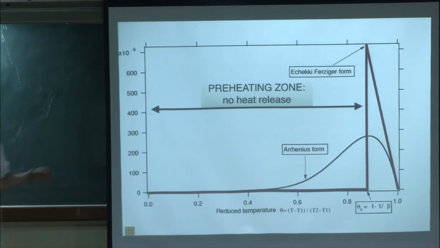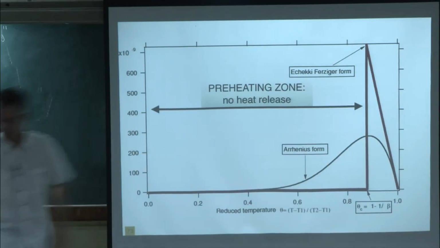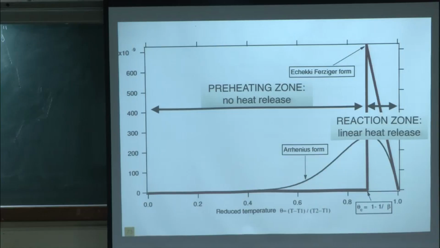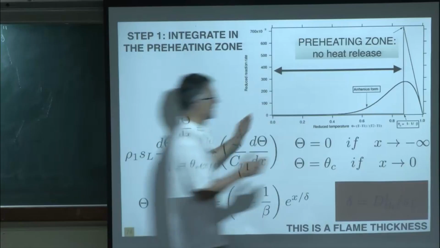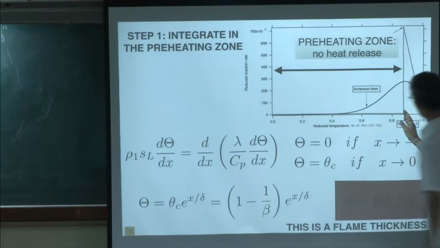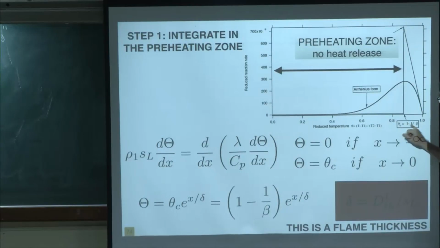So we'll still have a preheating zone with no heat release, and then we'll have a reaction zone here where we have a linear heat release. And that's sufficient to solve the problem. So let me show you how. The first thing you do is you start working in the preheating zone. The preheating zone is from here to this point, 1 minus 1 over beta.